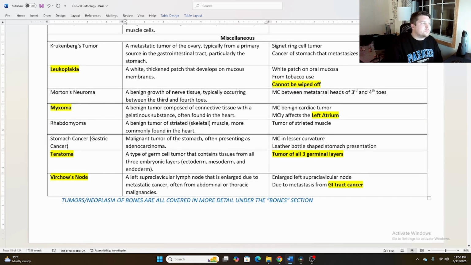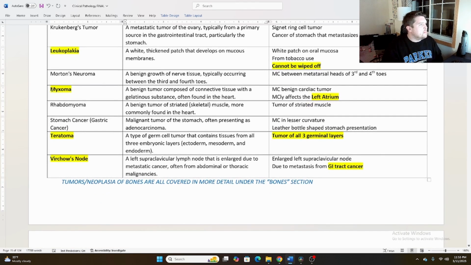Morton's neuroma, most commonly between the metatarsal heads of the 3rd and the 4th toes. Often from wearing too tight of shoes. You test for it by squeezing the ball of the foot, and it causes pain. Myxoma, this is a benign tumor of connective tissue found in the heart, primarily in the left atrium.